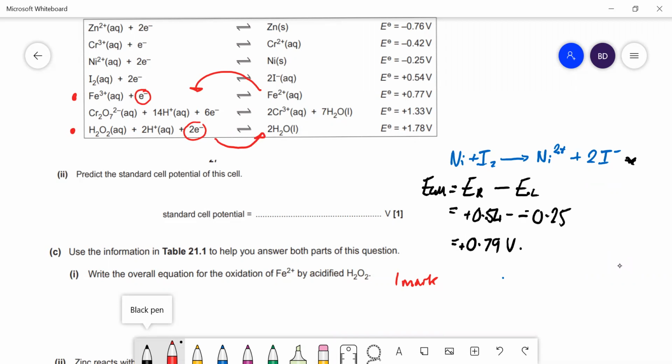So the equation is going to be H2O2, I'm going to leave out the state symbols, plus 2H+, plus we've got to double that one, so it's 2Fe2+, and that's going to go to 2H2O and 2Fe3+.